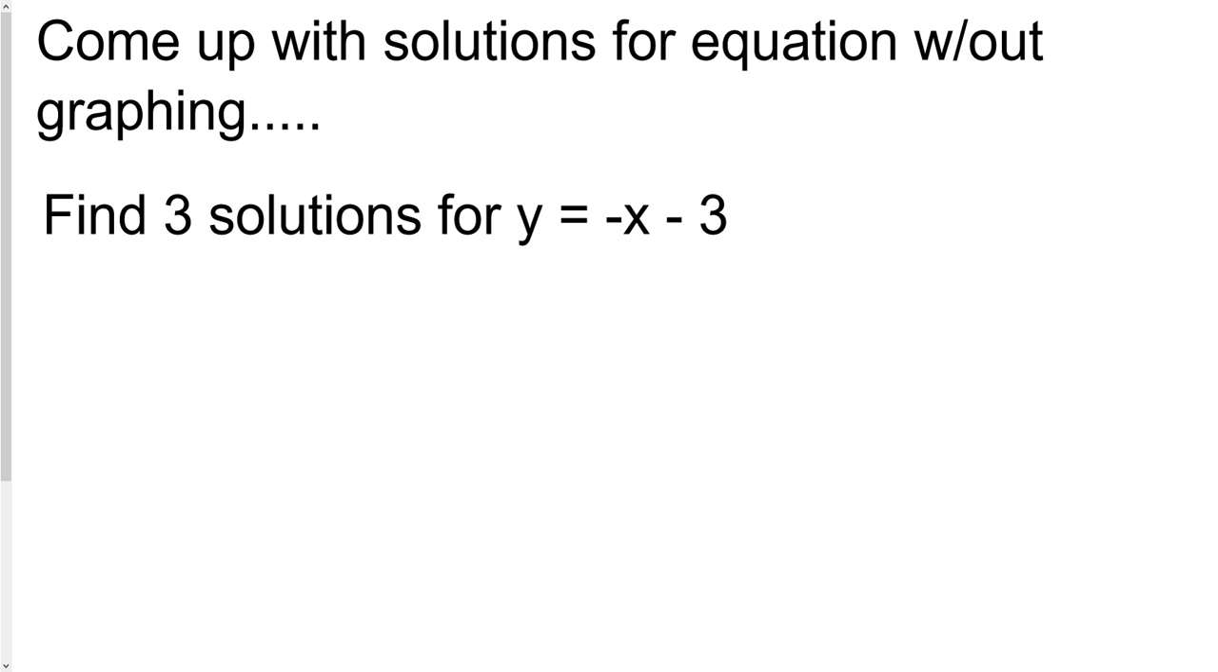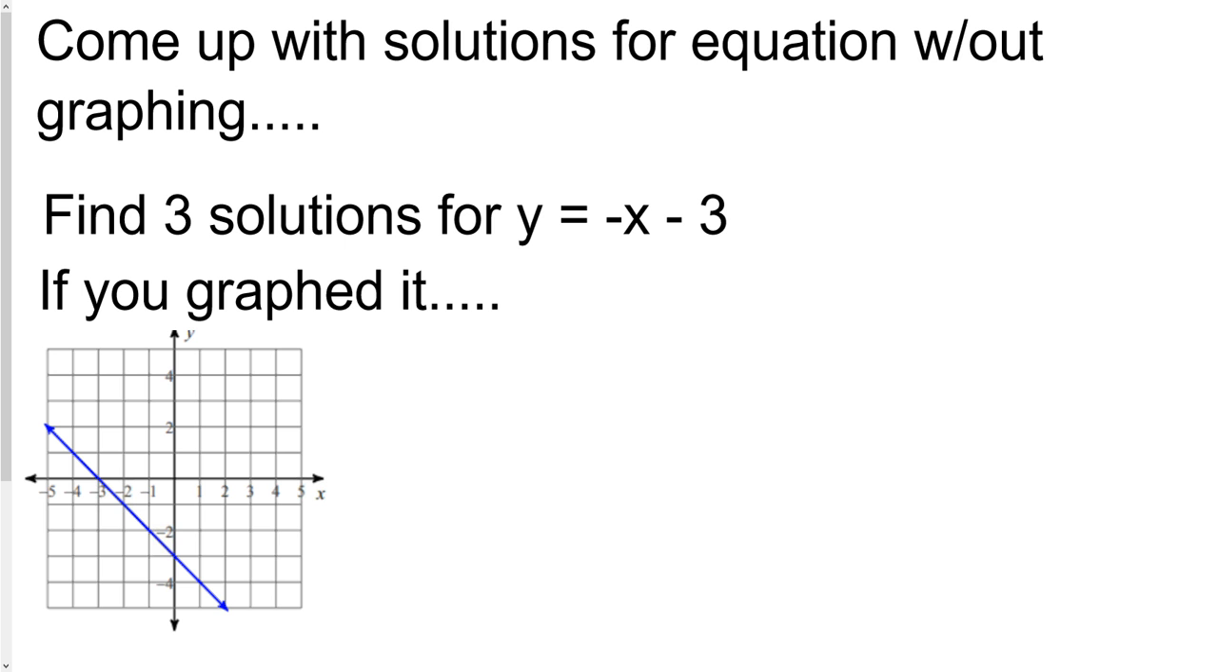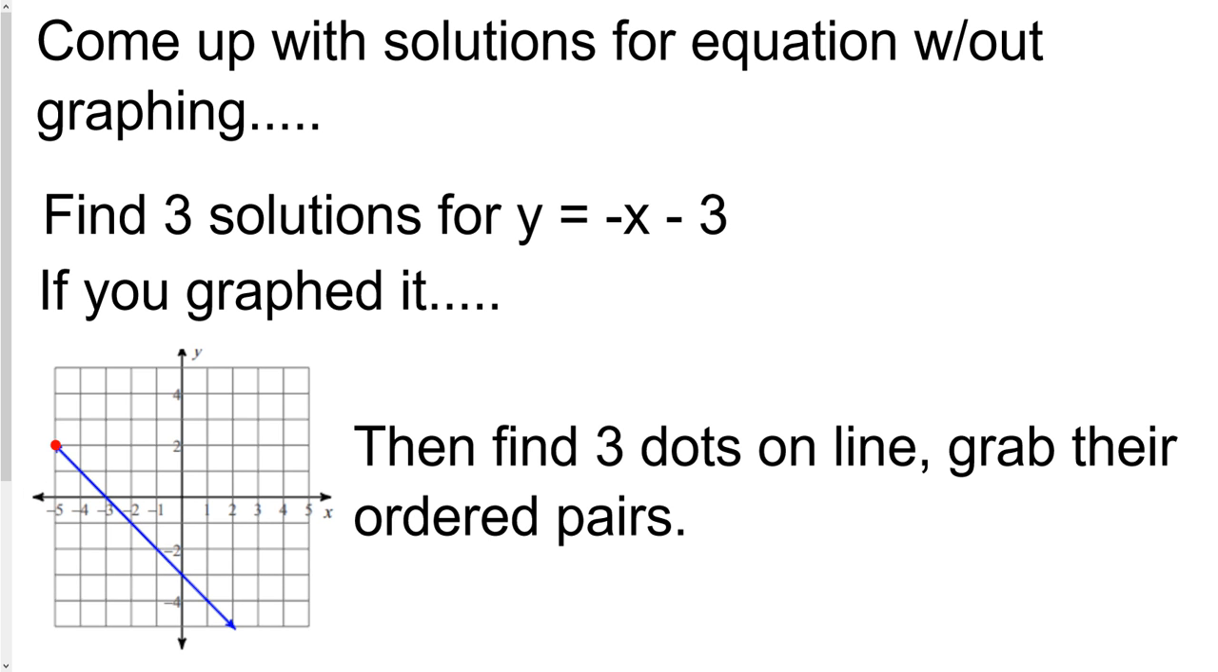And sometimes instead of asking is it a solution, they expect you to come up with the solutions. So let's take a look at finding 3 solutions for y equals negative x minus 3. I expect you to be able to know how to graph this line. So here it is graphed. There's the blue line, okay? Negative 3 is the y-intercept. Negative 1 is your slope. So how do we find 3 solutions? We go find some ordered pairs, and this one has a lot to choose from.